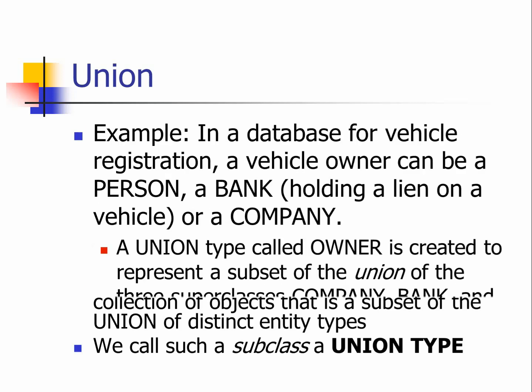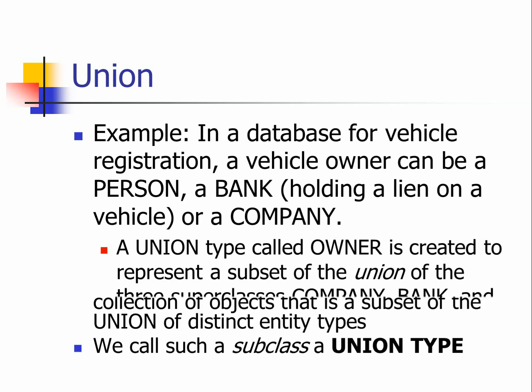For example, in a database for vehicle registration, a vehicle owner can possibly be a person, which is probably most commonly seen. However, if you have a car mortgage, then a bank is going to be the owner while you owe the money to the bank. In another case, a company can purchase company cars so that their employees will be able to use them. And therefore, you see that there are three superclasses for the owner. It can be a person, it can be a bank, it can be a company.